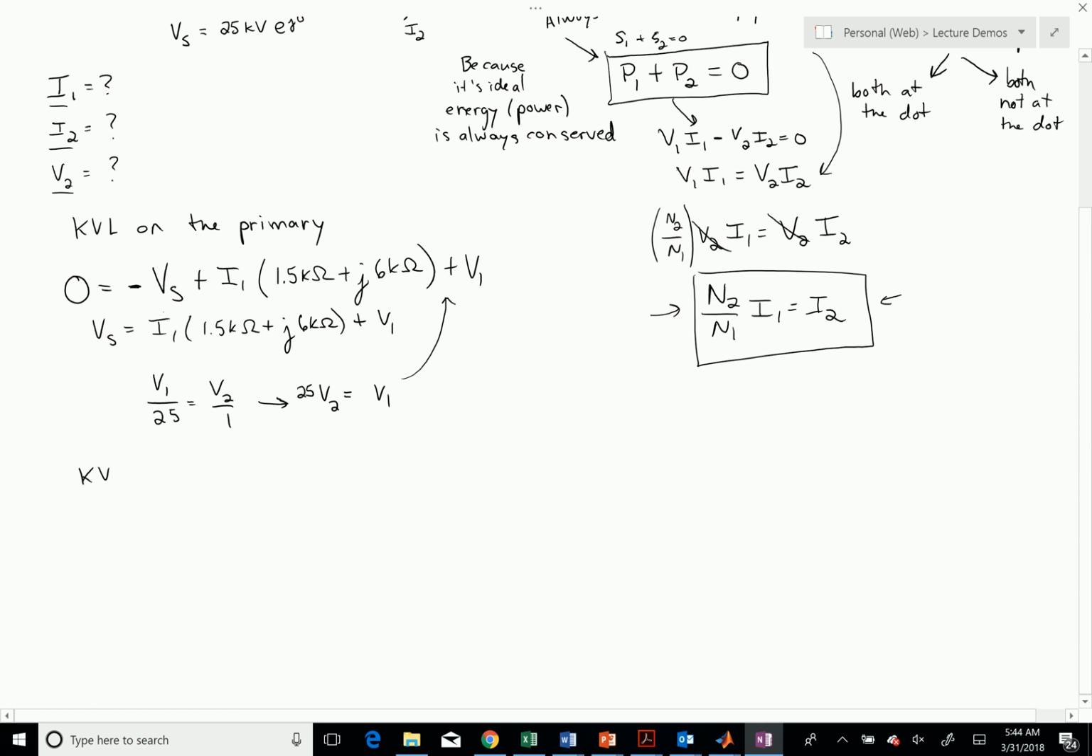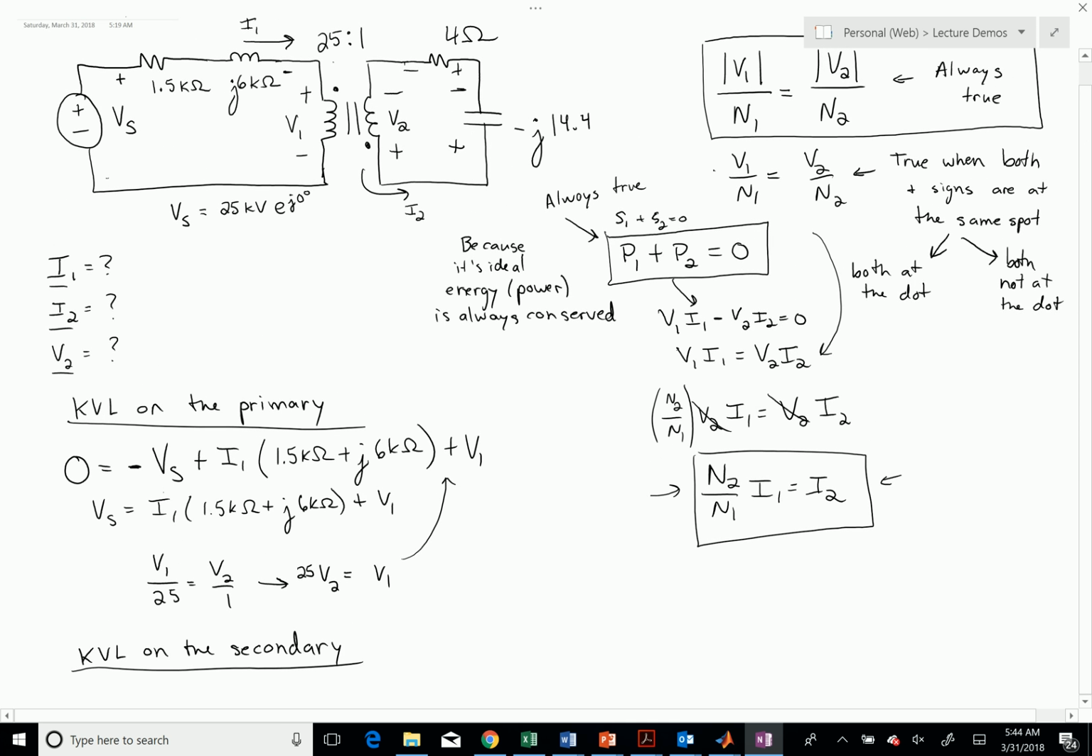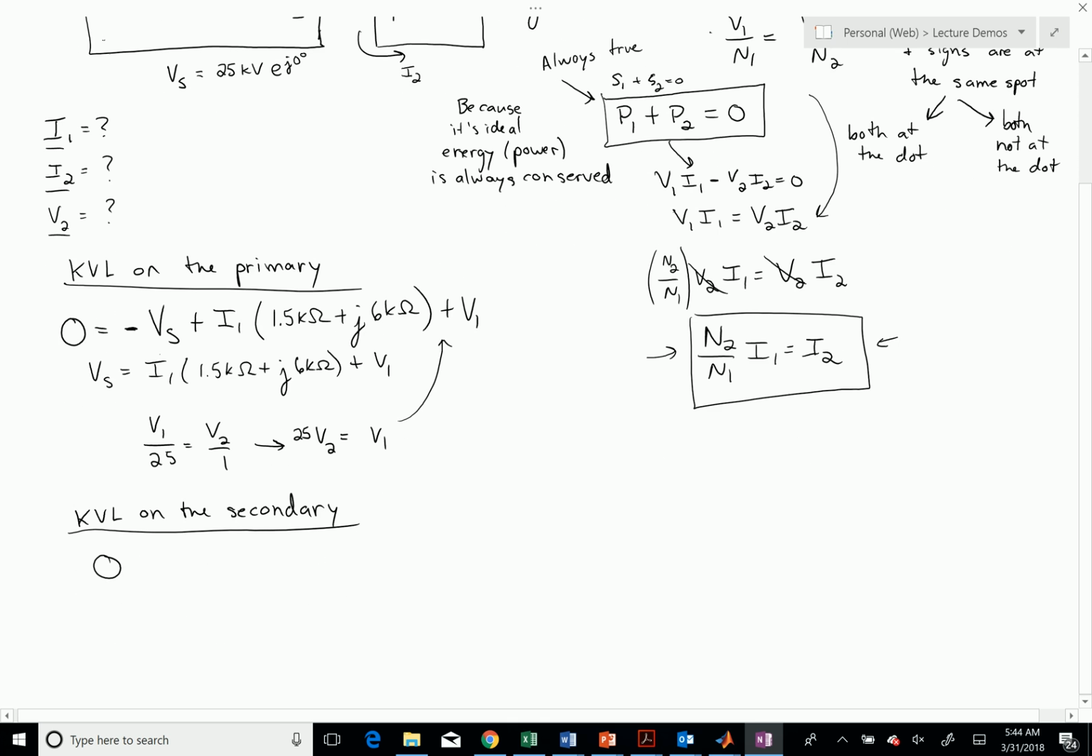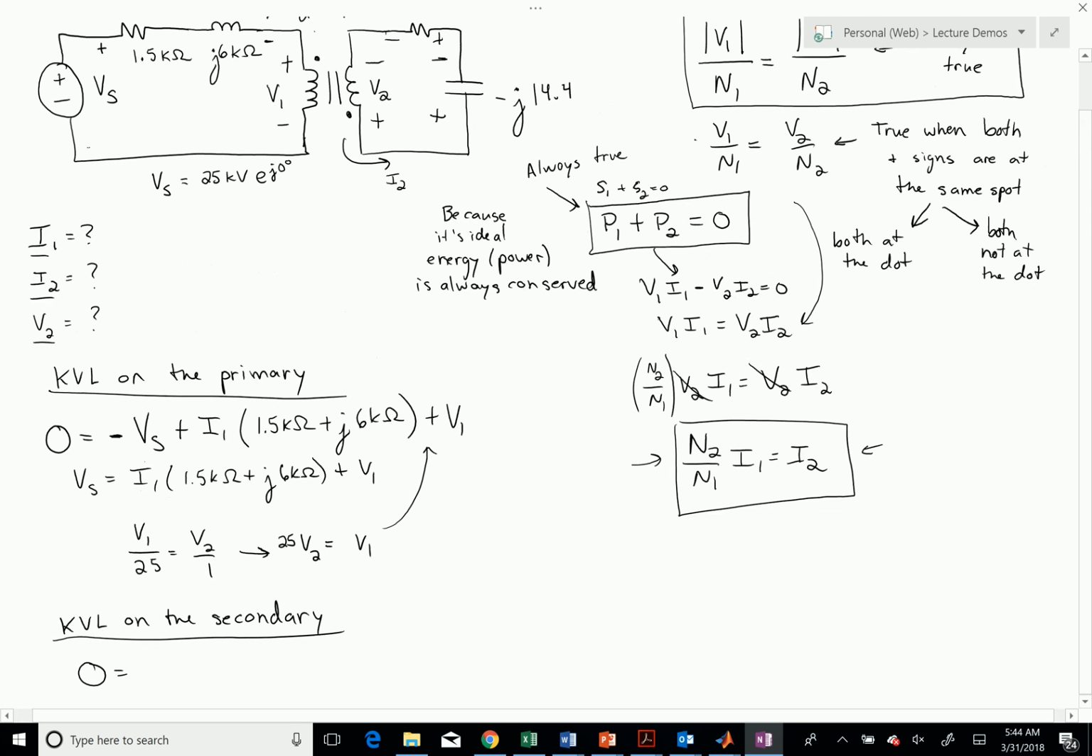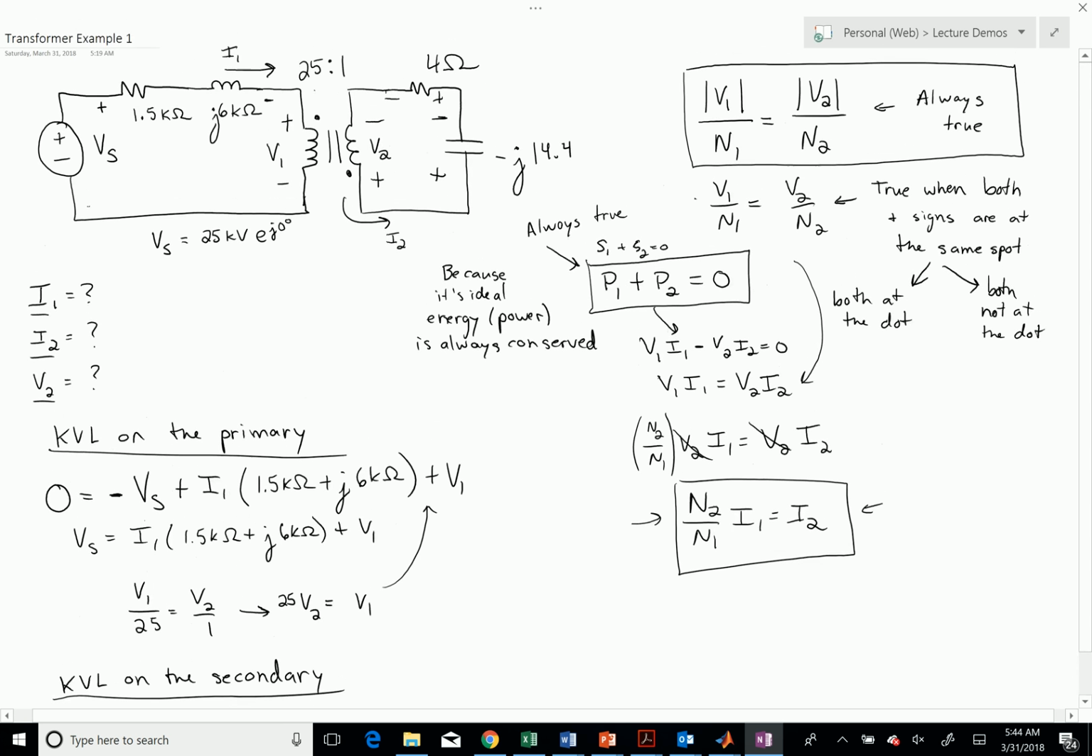So now I do KVL on the secondary. I did my KVL on the primary, now I'm going to do KVL on the secondary. If I go around again in that clockwise direction, starting here in the bottom, the first thing I'm going to do is go through the load. So 0 equals I2 times negative j14.4 plus 4. That guy was 4 ohms.